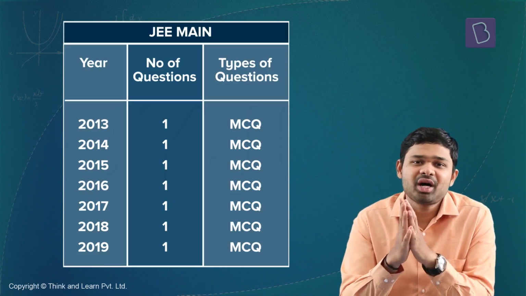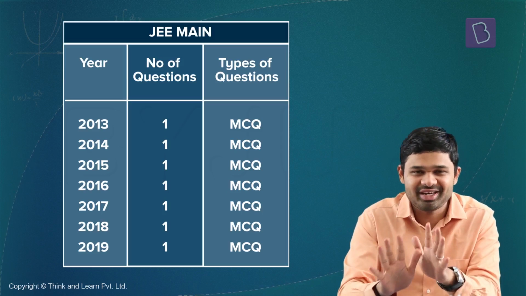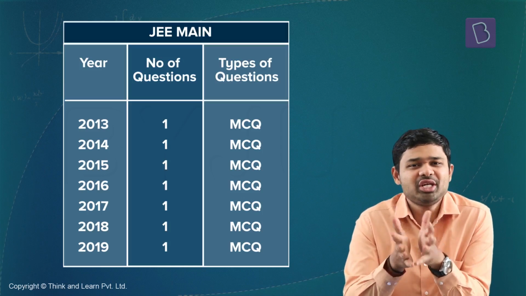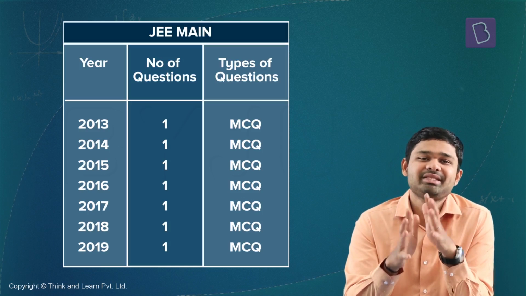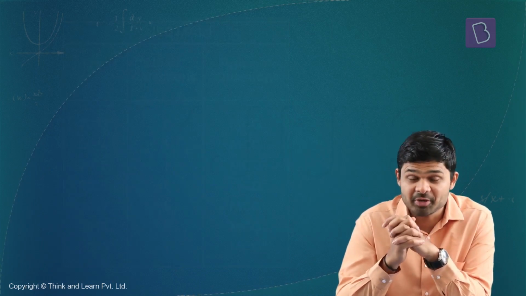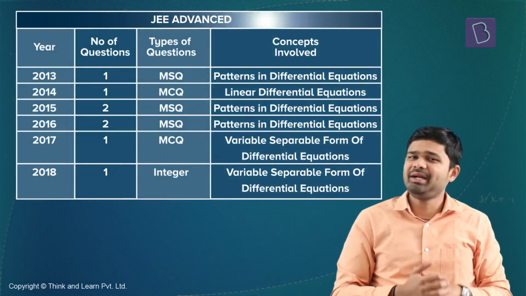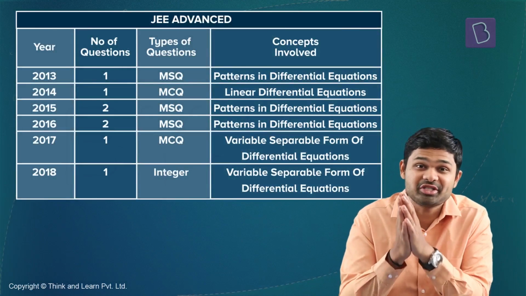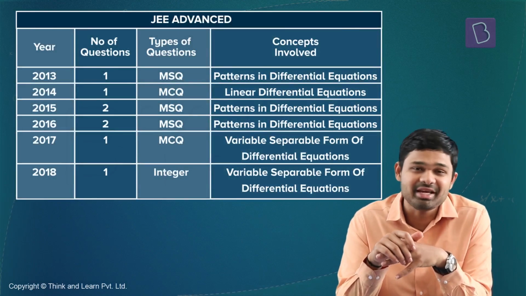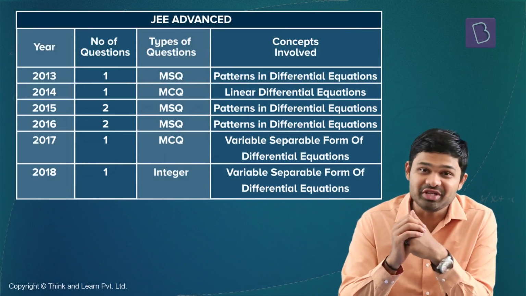So in general, in the main examination, you have to solve a differential equation. It can be a linear or a homogeneous one, or sometimes just the concept of simple variable separable might be enough to solve the question. But the advanced examination is a little bit trickier. That's of course expected, isn't it? Because we can never expect the advanced examination to be exactly like the main examination. It's advanced for a reason.